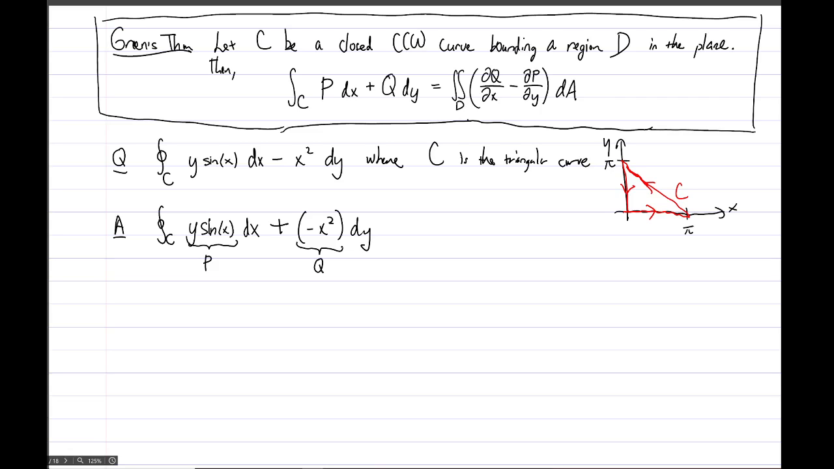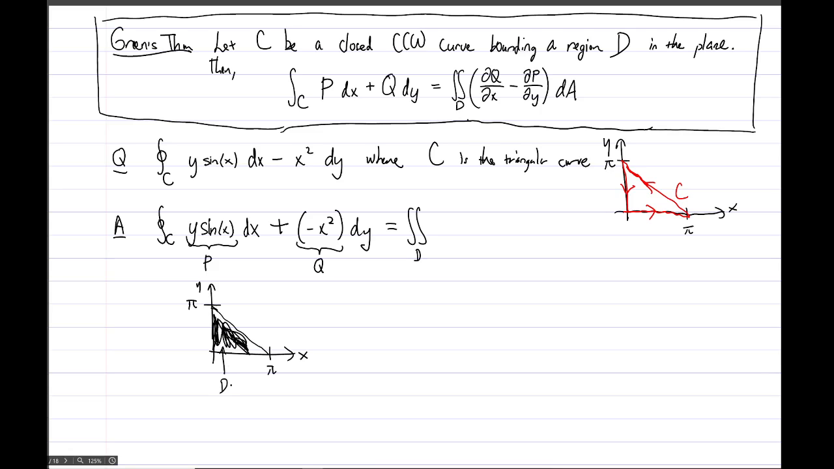And if we apply Green's theorem, we're going to have a double integral over a region D. But what is that region D? Let's just draw a picture of it. That region shouldn't be too hard. There's pi on the x-axis, pi on the y-axis, and then this line segment that goes this way. And we fill in. So this filled in triangle is a picture of D.